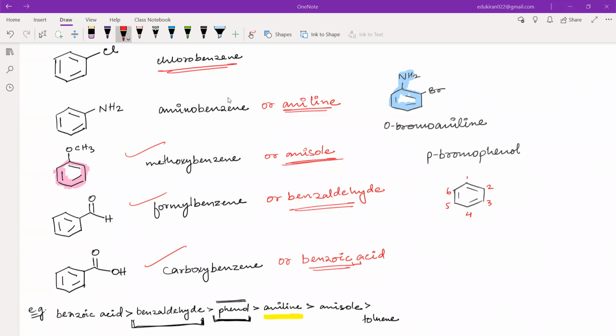In p-bromophenol, what are the groups that I have to attach? What are the functional groups here? What are the substituent functional groups? Bromo and phenol.